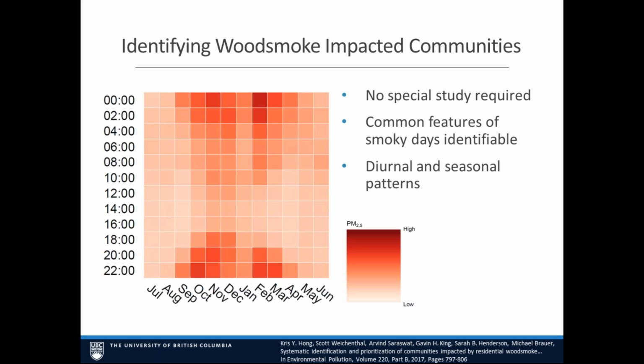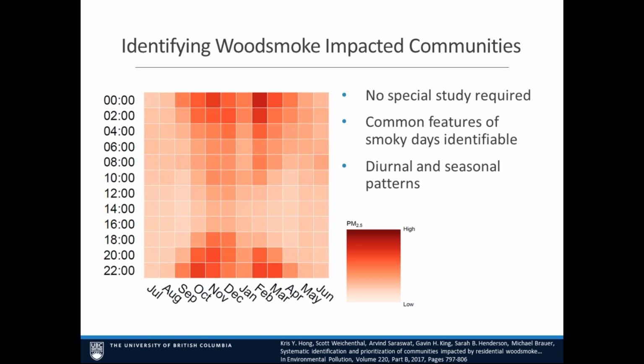In an attempt to address the limitation of source identification, collaborators developed an algorithm that can use the routinely measured PM2.5 and temperature data and systematically identify smoky days. The algorithm estimates the relative smokiness of a community by looking for common diurnal and seasonal usage patterns which are typical of wood smoke affected communities. This plot is an example of a community which heavily exhibits these 2 patterns.